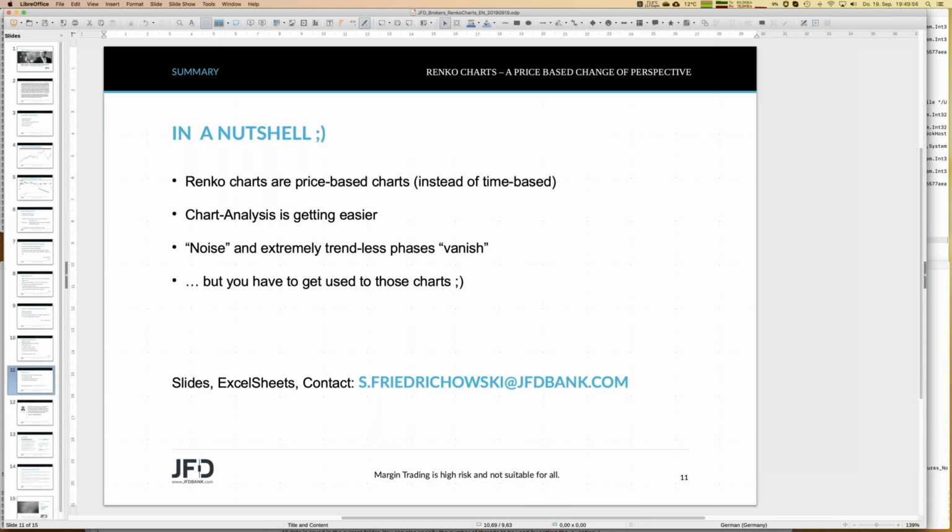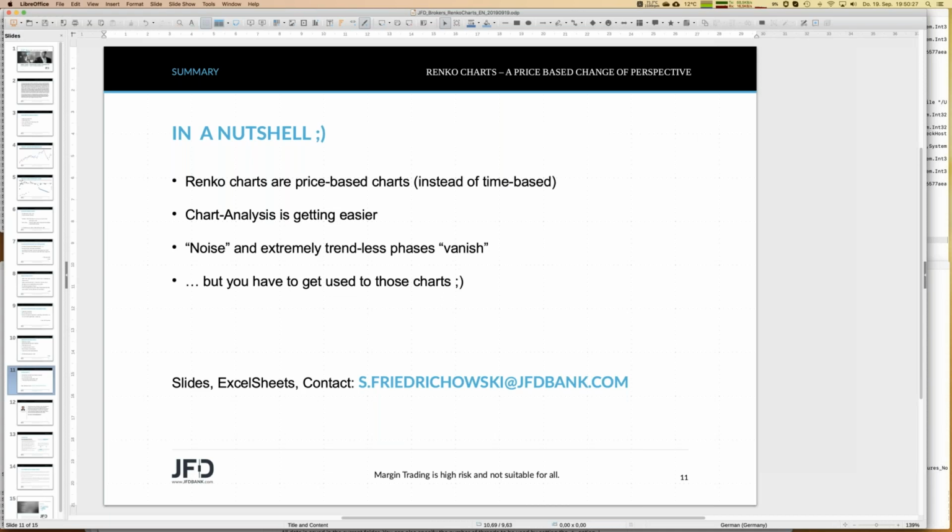If you have that kind of chart, then you can do a chart analysis much easier. It's really getting easy. That's cool. All the noise and extremely trendless phases, they simply vanish, because if you have, for example, a brick size of 5 pips, they will be condensed to one brick, and all the small ups and downs you will not see anymore because there's no new candle.